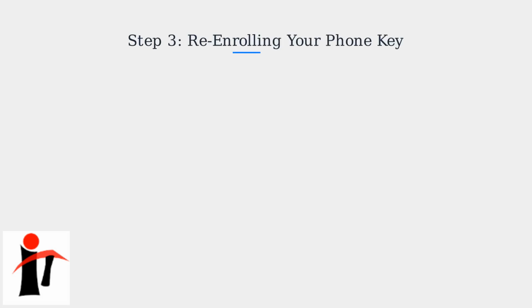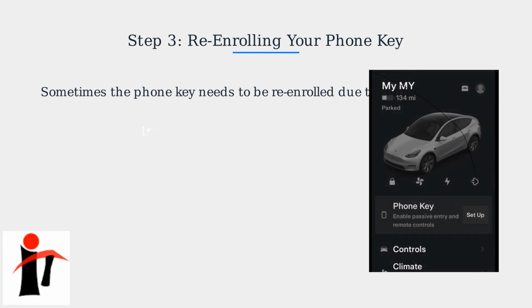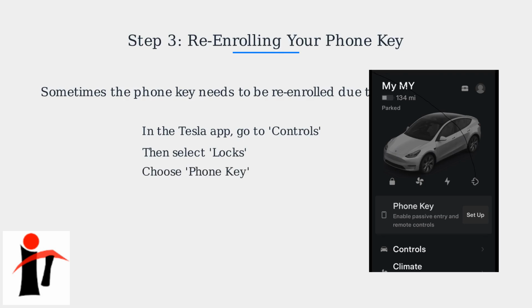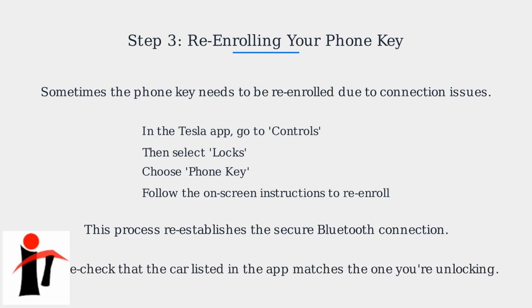Step 3. Re-enrolling your phone key. Sometimes the phone key needs to be re-enrolled due to connection issues or software glitches. In the Tesla app, navigate to Controls, then Locks, and select Phone Key. Follow the on-screen instructions to complete the re-enrollment process. This re-establishes the secure Bluetooth connection between your phone and the vehicle. Also, double-check that the car listed in the Tesla app is the correct one you're attempting to unlock.